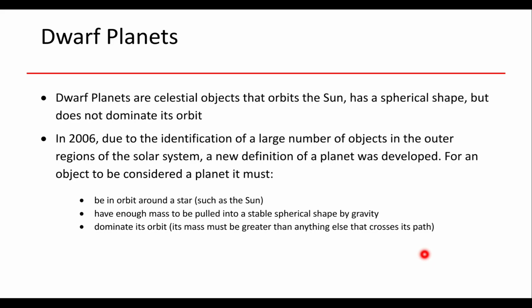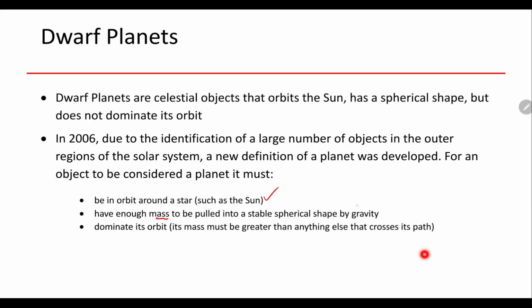And the reason that they had to do this is because when they started looking at objects between Mars and Jupiter in our asteroid belt, we were starting to see objects that were close to the size of Pluto. And so as a result, they had to come up with a definition of a planet. The first one was be in orbit around the sun. That was fine. Have enough mass to be pulled into a stable spherical shape.